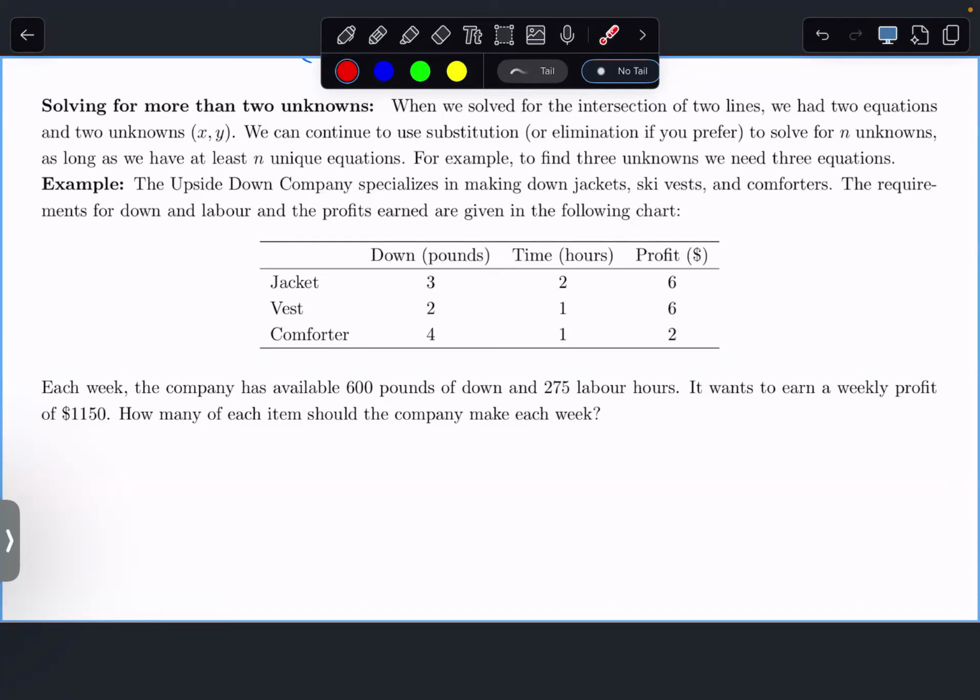Are we going to set this up? So now I have 3 unknowns. First thing that I'm going to lead you down the path of is let's let jackets be X and vests be Y and comforters be Z. X, Y, Z.